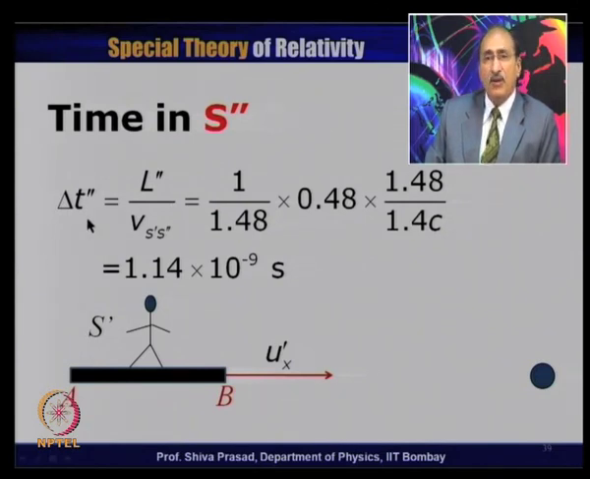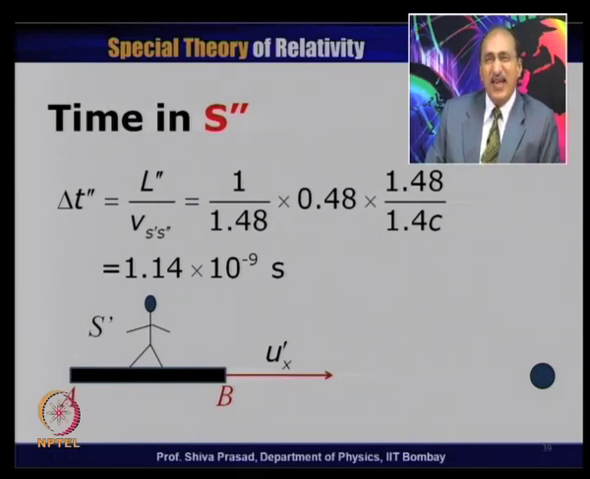So, delta t prime again is very simple. I have to know what is the length, and I have to know what is the velocity with which this rod is moving. Then I can immediately find out the time interval. The length was 1 divided by 1.48, which we had already calculated. This was the length and this was the v value. Immediately substituting, you get 1.14 into 10 power minus 9 second.